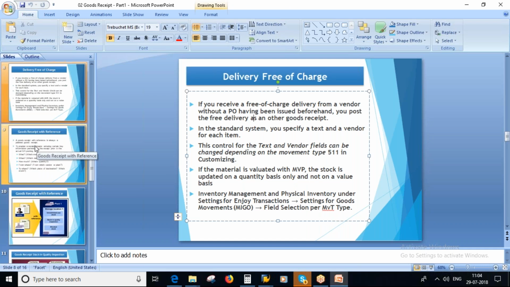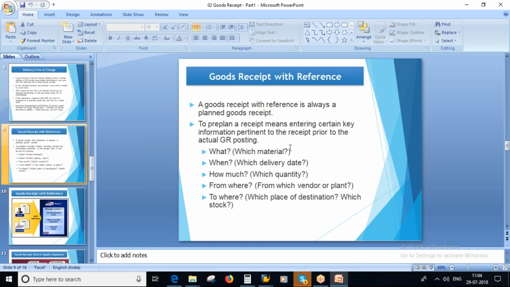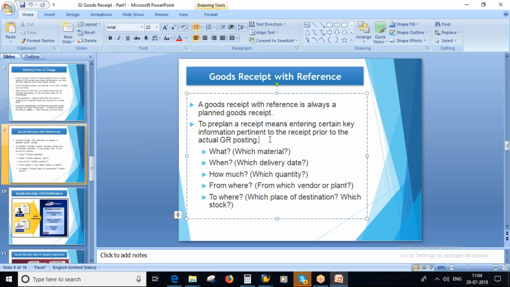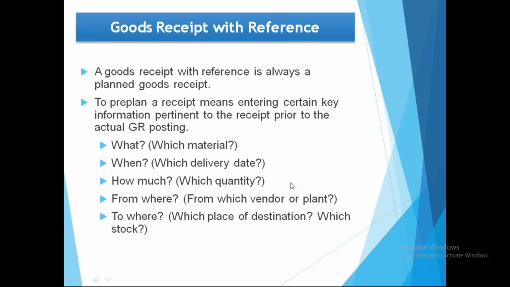Now we will move on to goods receipt with reference. So this is a planned goods receipt. In the previous cases, we posted the movements without any document. Now goods receipt with reference means you do goods receipt with reference to a particular document like a purchase order, production order, or some reservations. A goods receipt with reference is always a planned goods receipt. That means you already have a reference document.